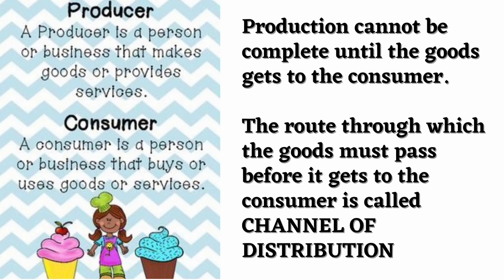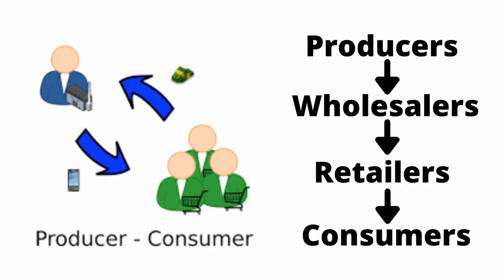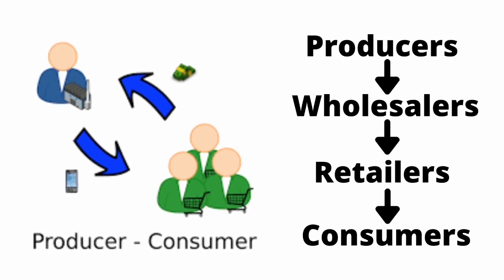So it moves from the producer to the wholesaler who buys in large quantity, and from the wholesaler the goods move to the retailer who buys in small quantities from the wholesaler, and the retailer sells directly to the consumer. So this is the channel of distribution, or you can also call it the chain of distribution. The producer produces the goods, the wholesaler buys in bulk from the producer, the wholesaler sells to the retailer in small quantities, then the retailer sells to the consumer. And that is the channel of distribution.